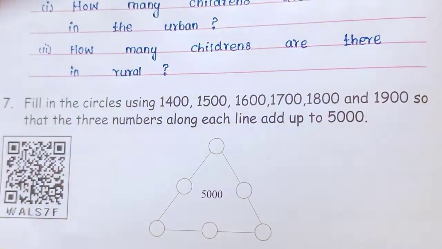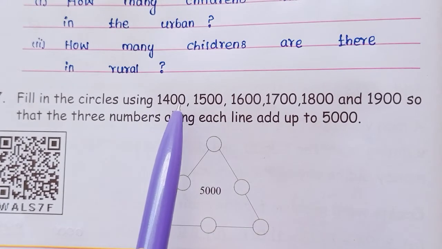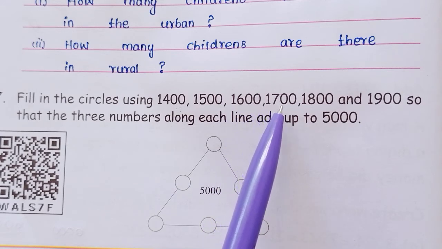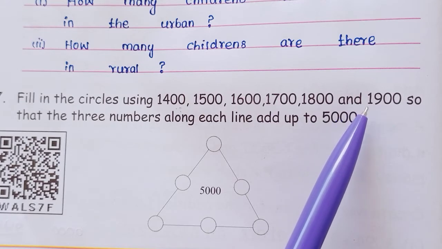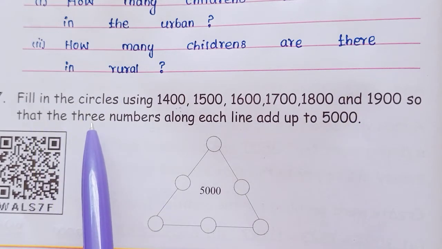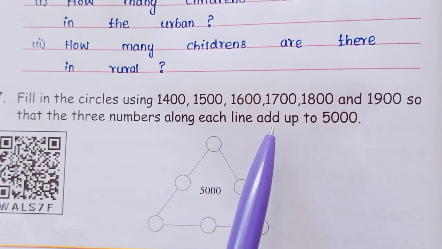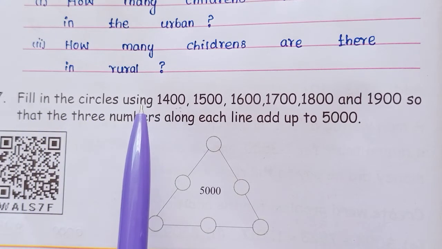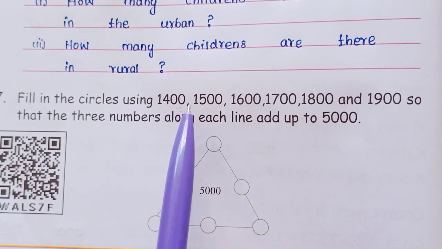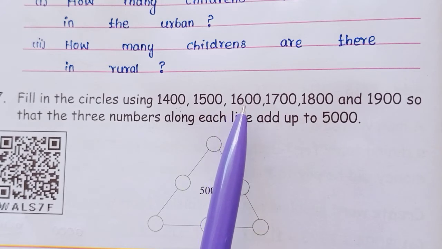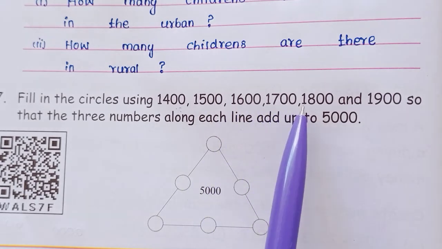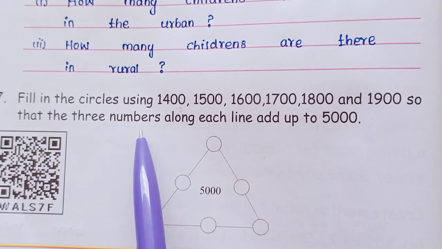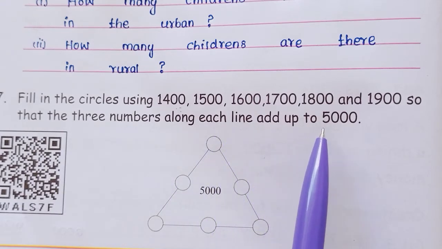Fill in the circles using 1400, 1500, 1600, 1700, 1800 and 1900, so that the 3 numbers along each line add up to 5000.